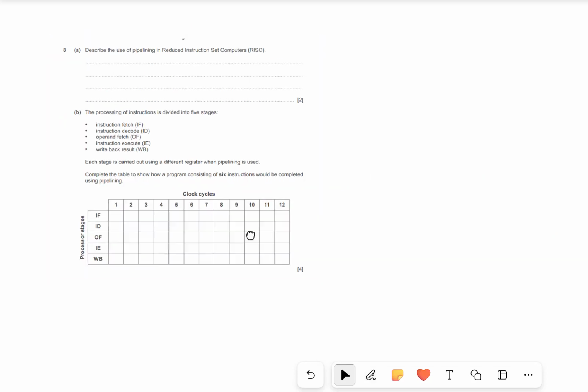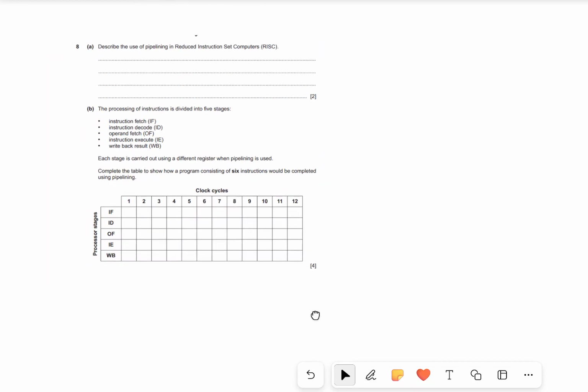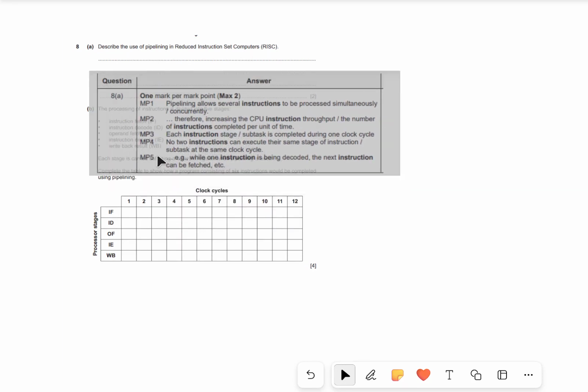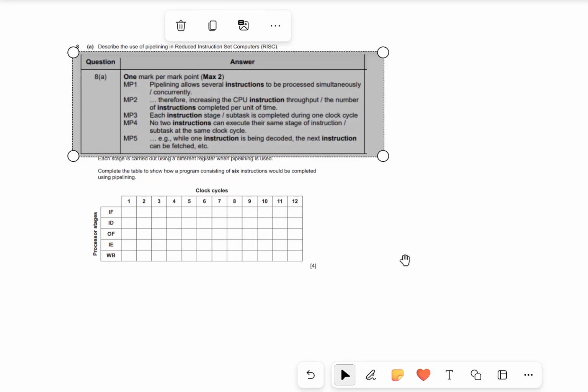Pause the video, give these 2 questions a go yourself first. Okay, first one I'm not going to go into, I'm just going to show you on the mark scheme for it. Multi-level parallelism, and so on, you can say as well from last time.